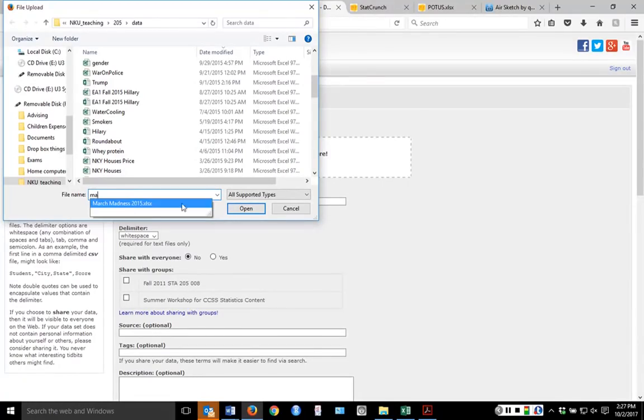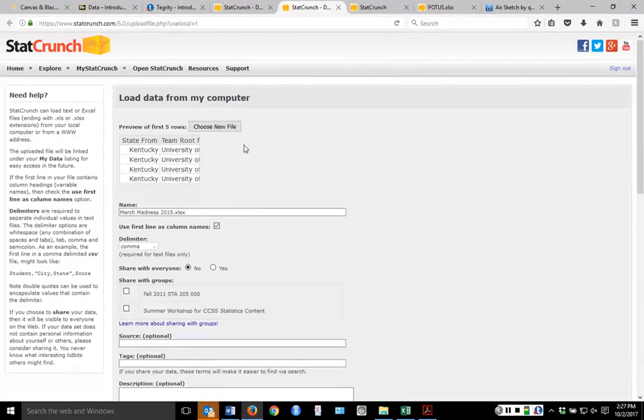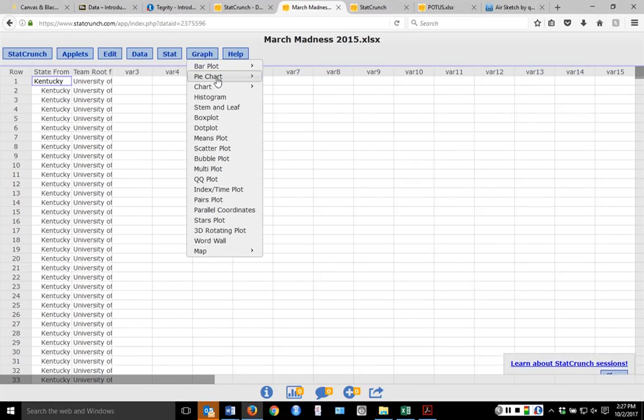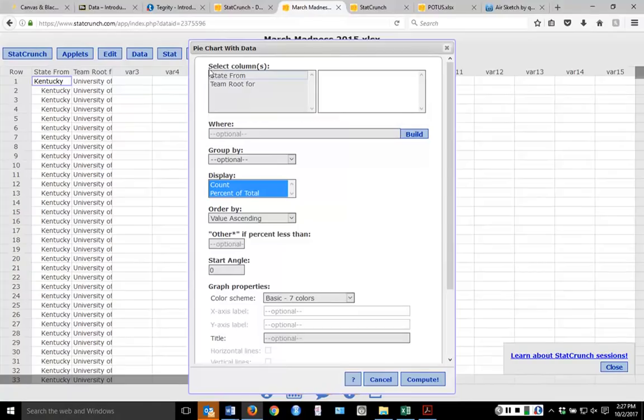On the desktop or something like that, so you can find it. Here's what it looks like. So to get the pie charts that you're looking at, I went to Graph, Pie Charts, With Data. What I'm actually looking for is who they're rooting for, grouping by what state they're from. So again, this is the response variable, and then this is the explanatory variable.